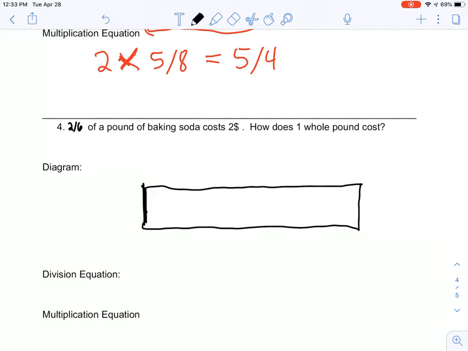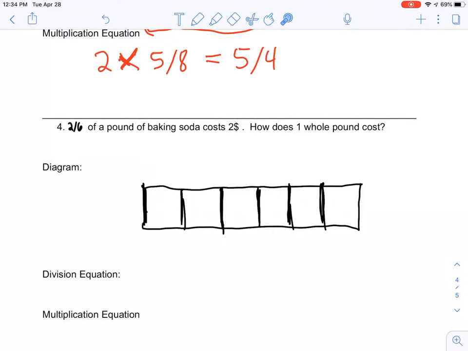So here's our whole pound, right? And we need to divide it into what? 6 sixths. Okay, so let's go ahead and try to do that. So first, I'll go ahead and try my best to visually divide it into thirds. Okay, and now into sixths. And let's just count to make sure we're on the money. 1 6, 2 6, 3 6, 4 6, 5 6, 6 6. Okay, so we have all 6.